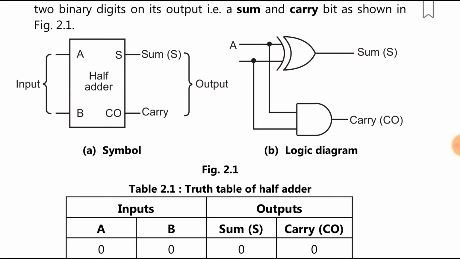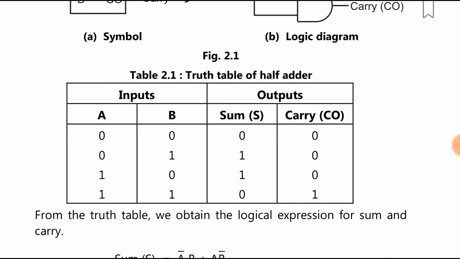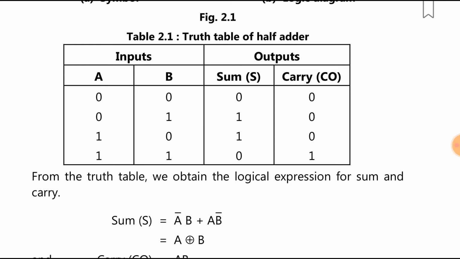This is the symbol and this is the logic diagram, in which one XOR gate and one AND gate are given. They are connected. Sum is taken across the XOR gate, carry is taken across the AND gate. This is the truth table of the half adder circuit.